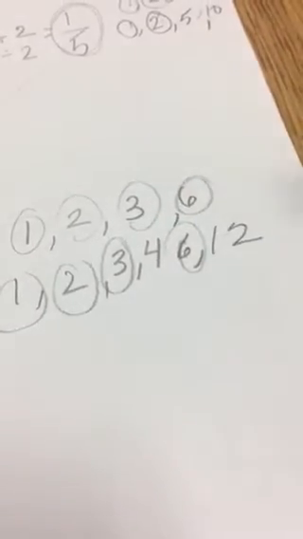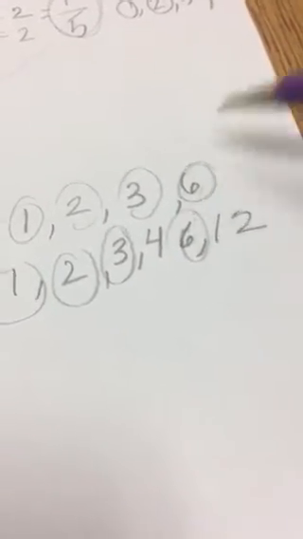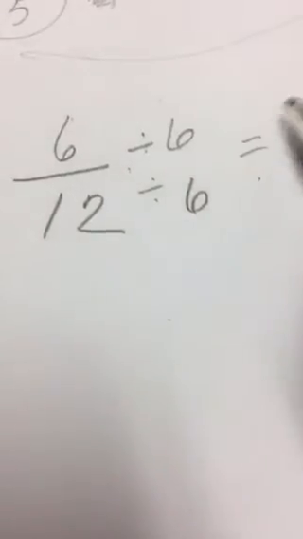So now I'm already seeing some common factors. I have 1 and 1, 2 and 2, 3 and 3, 6 and 6. And I'm going to take my highest common factor and divide my fraction by it. So 6 divided by 6, 12 divided by 6 equals 1/2.